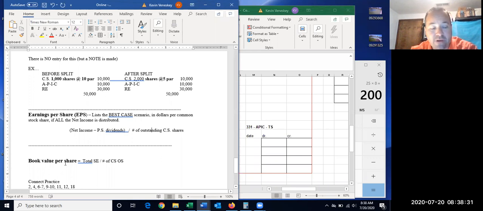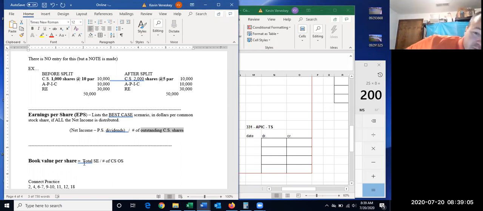And finally, a question might ask, what's the book value per share? We talk about book value and the value of equipment on our books. This is kind of the same thing. For book value per share, we just look at total stockholders' equity and divide that by the number of common shares outstanding. The only thing that's different here is our numerator, to figure out the book value of each common share.